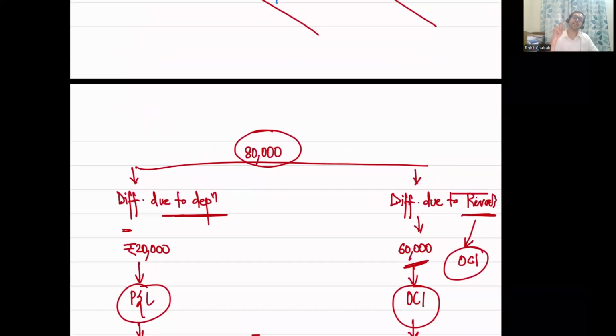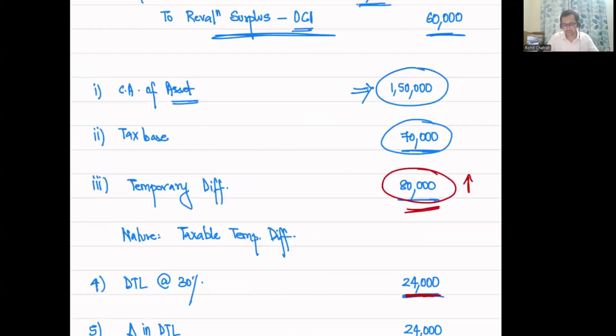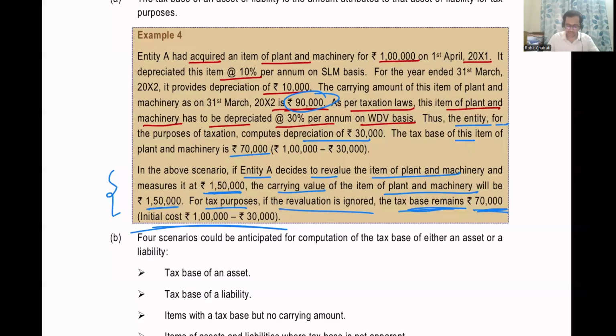Any deferred tax on account of difference in depreciation will be recognized in P&L, because depreciation is an item recognized in P&L itself. Therefore, any difference there will be recognized in P&L, but any difference arising on account of an item recognized in OCI will be recognized in other comprehensive income. That is what we learned via example number 4.